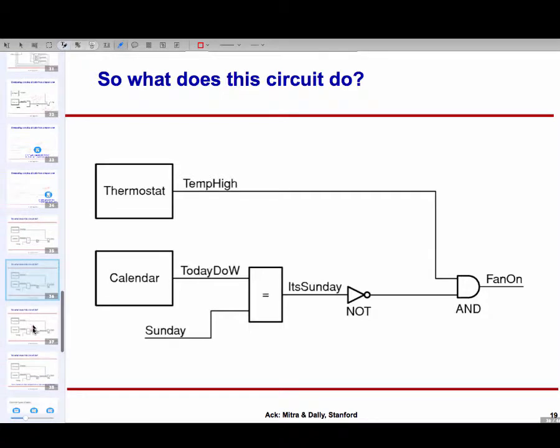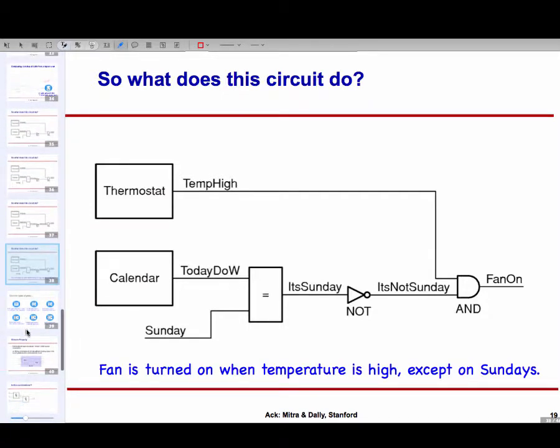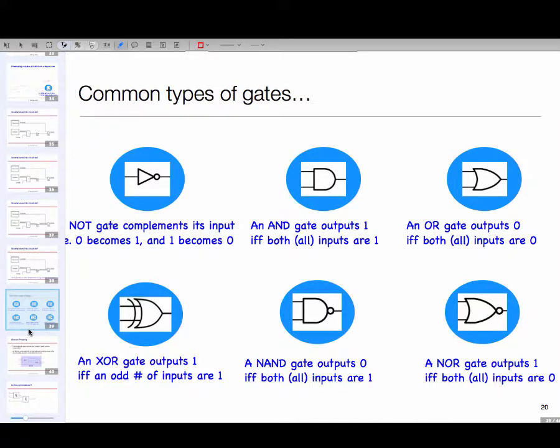Okay, so it's Sunday, it's not Sunday, we kind of see this thing. So the fan is turned on when temperature is high, except on Sundays. Okay, so common types of gates. NOT gate, we already saw. AND gate, we already saw.